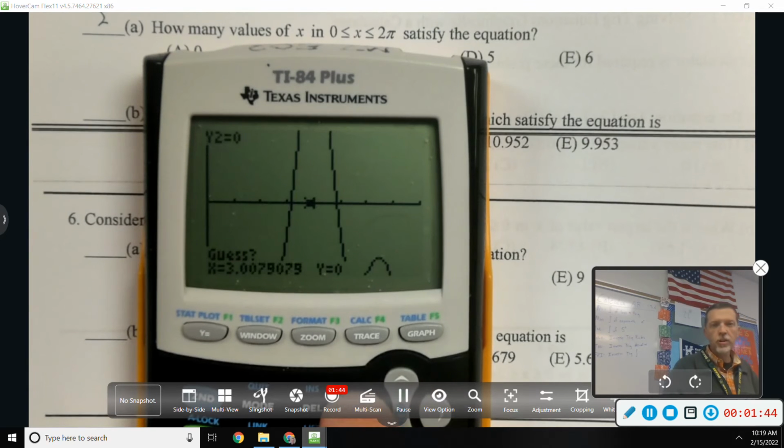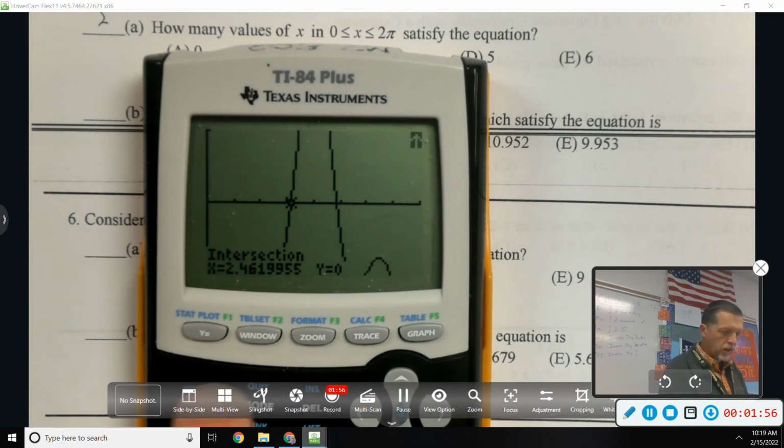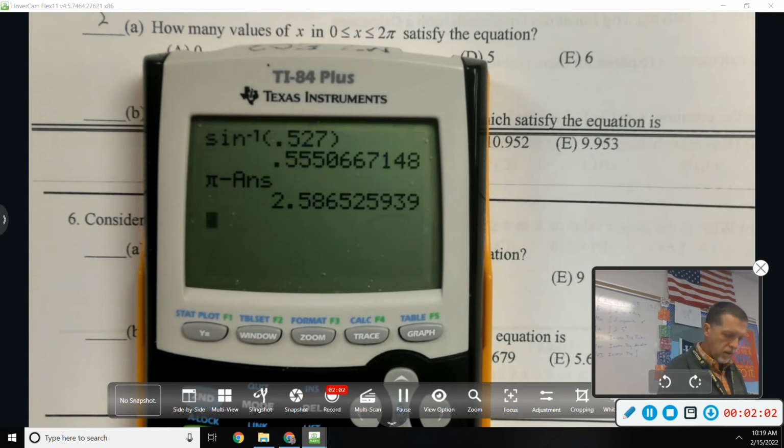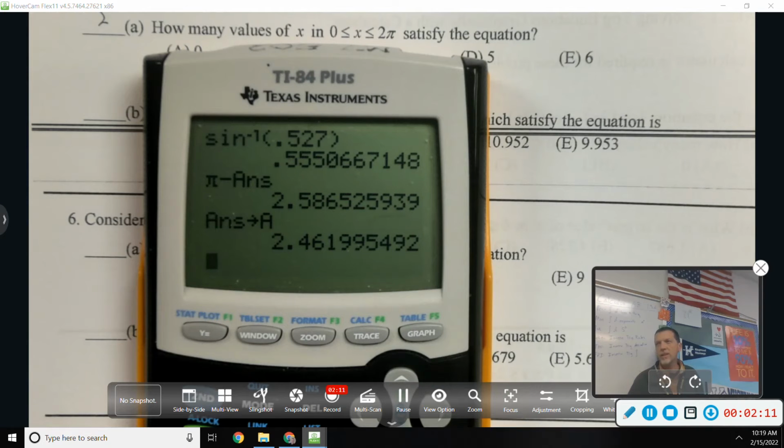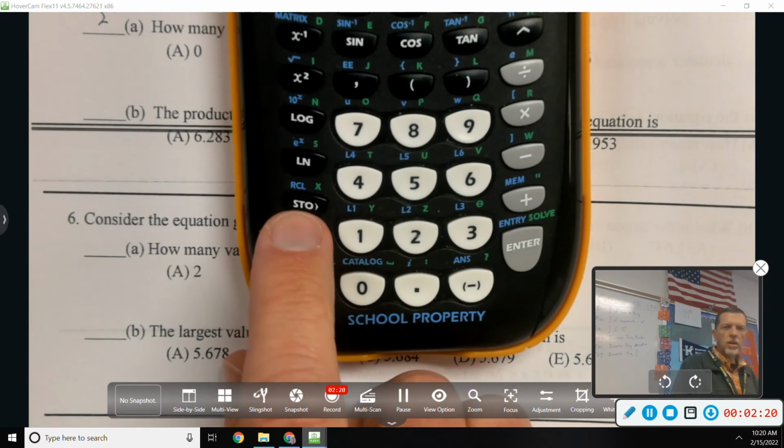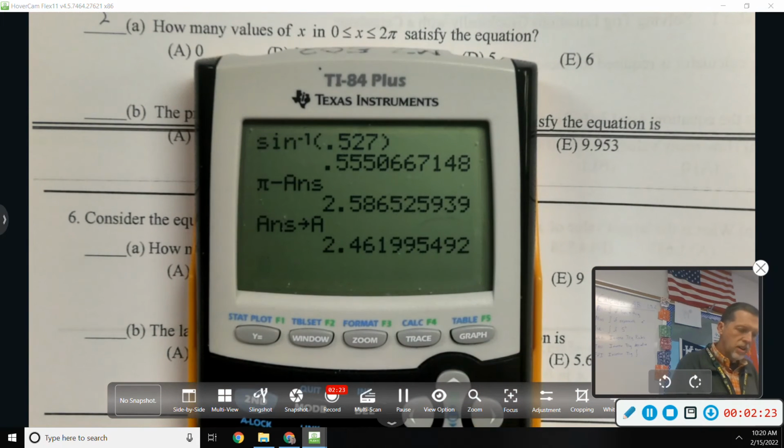So now is where I need to scroll over and close to the first intersection. And I'm not even going to write it down because I'd have to write all of them down. So it's 2.46, but I'm not going to write it down. Oops, second quit. I want to store that as A. And I remember that it was 2.46 something, so I know that's on the right track here. Store is toward the bottom left. And then you can use any letter you want.